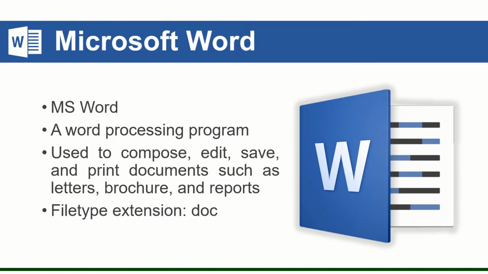So again, here is our definition of Microsoft Word. Microsoft Word is a word processing program used to compose, edit, save, and print documents such as letters, brochures, reports, and other types of documents. The file type extension of Microsoft Word is .doc.